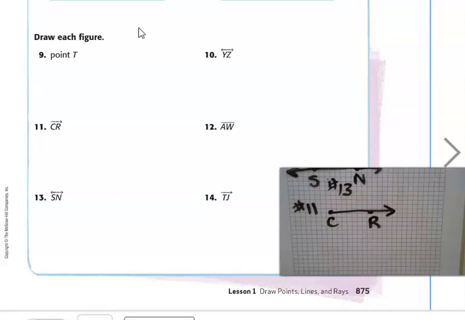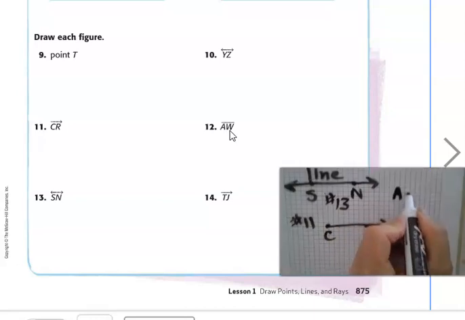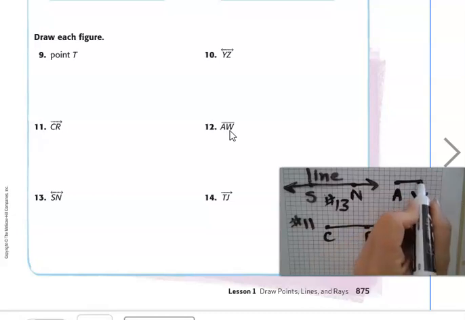Something like AW is a line segment, so that would be written with points that do not have an arrow extending past them.